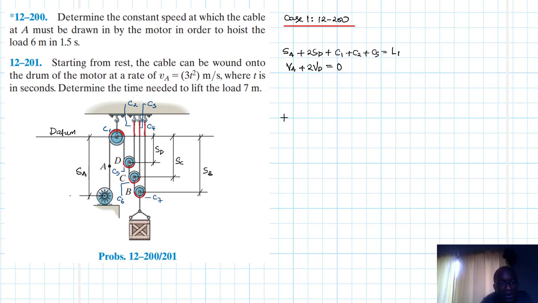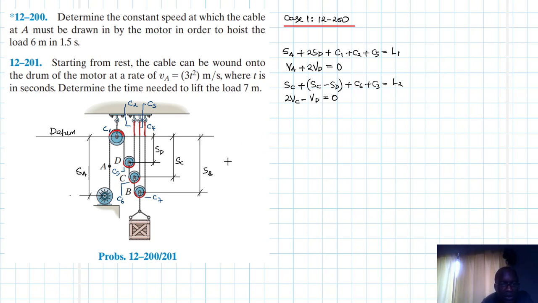Then the second equation, for the second cable. At C, we have SC plus this part here, which is SC minus SD. So that's SC plus SC minus SD, then plus the constants C6 plus C3, equal to L2. We take the first derivative with respect to time, then we have 2VC minus VD equal to 0.